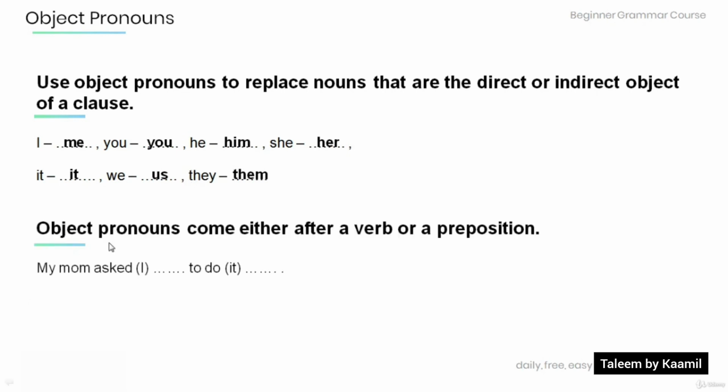Also note that object pronouns come either after a verb or a preposition. Now have a look at the sentence below and fill in the blanks using the appropriate object pronoun. My mom asked blank to do blank. My mom asked me to do it.